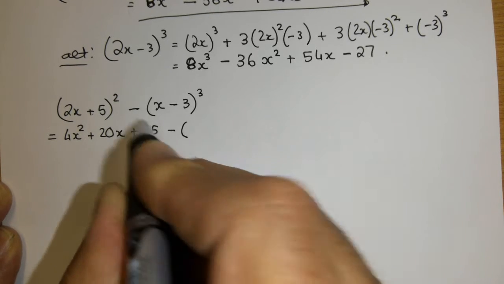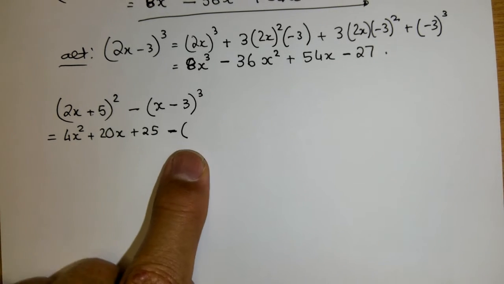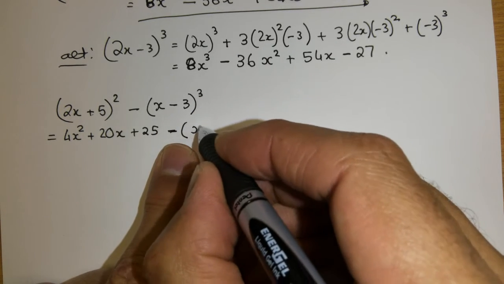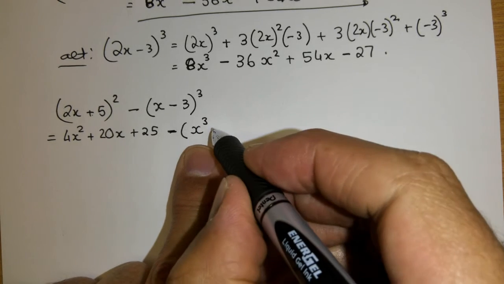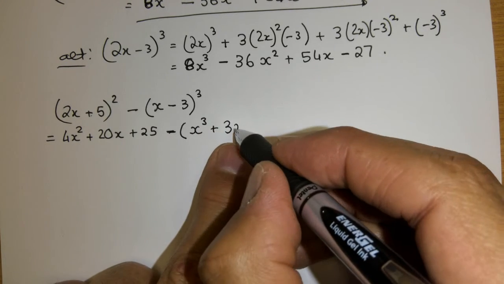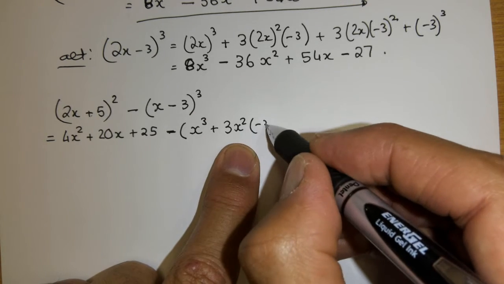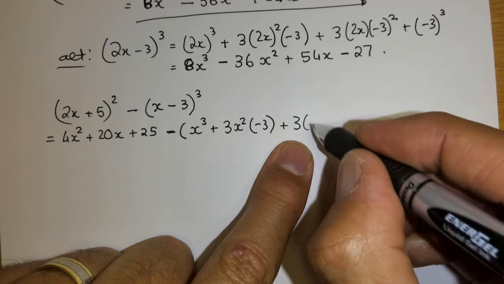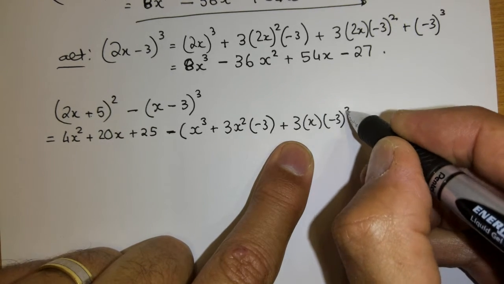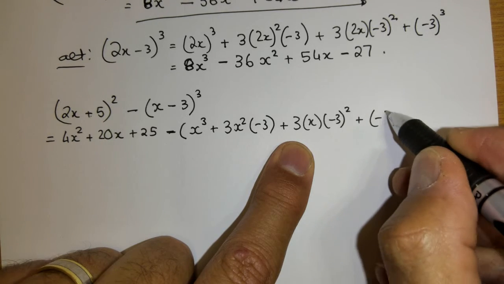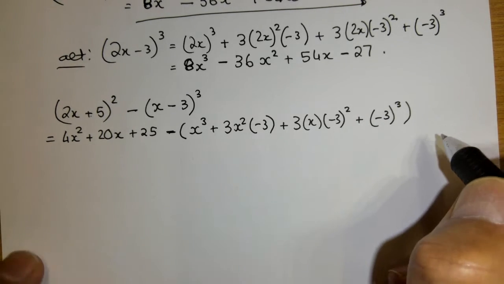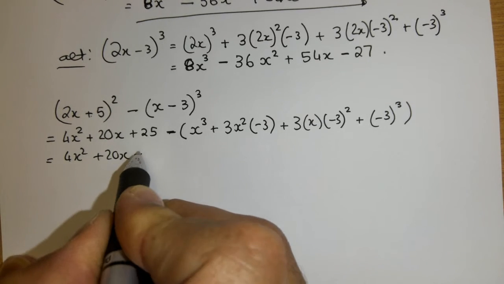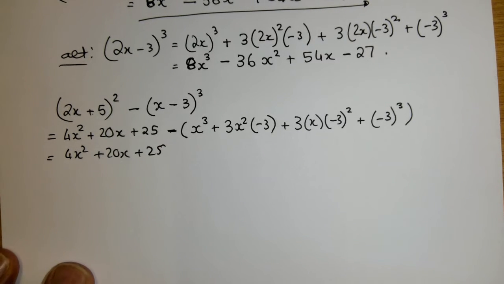Again, the scary negative, leave it out of the bracket. Now we're going to cube this binomial. It will be the first term cubed, x cubed, plus 3 times x squared, times the second term, which is minus 3. Then plus 3 times the first term, multiplied by the second term squared, and then plus the second term cubed. Now let's see how we can clean that up. 4x squared plus 20x plus 25 stays by itself for now.